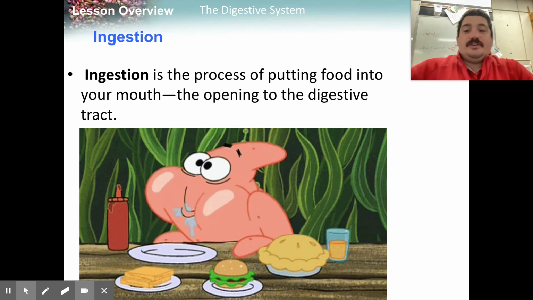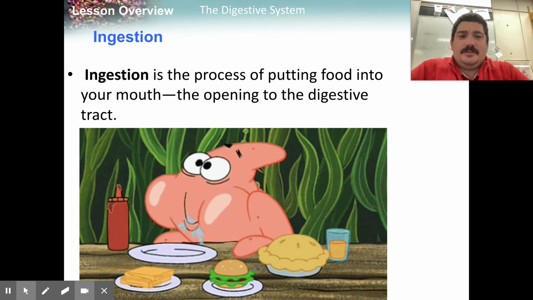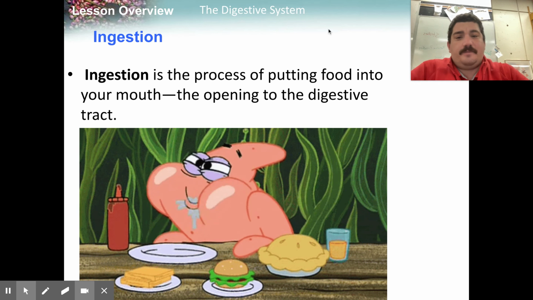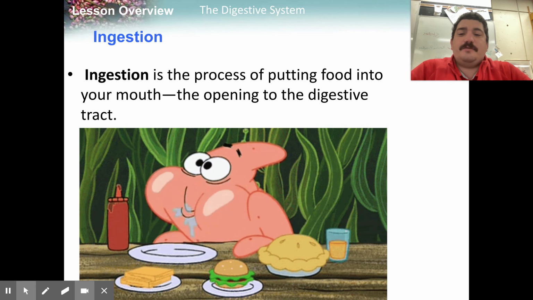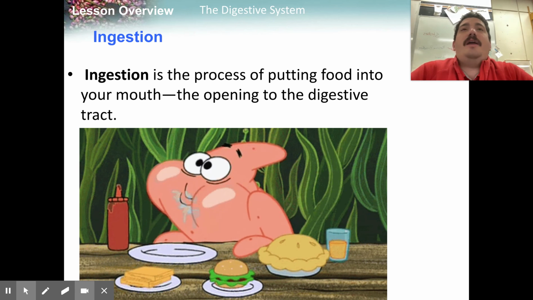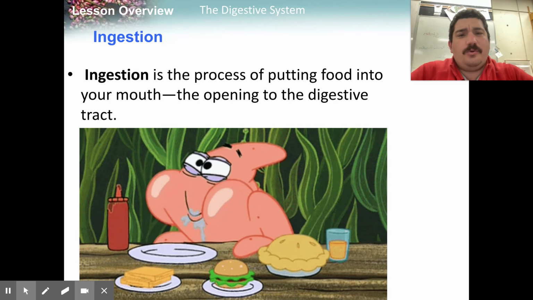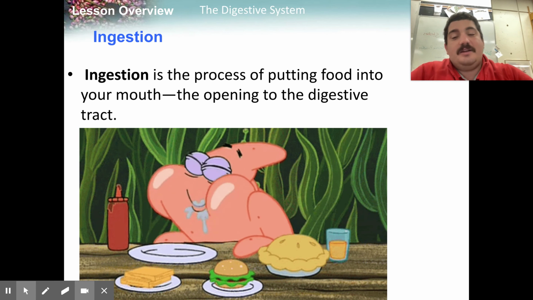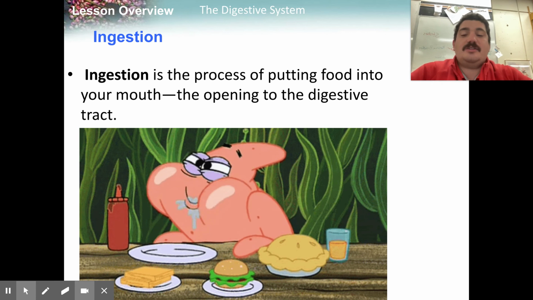And the first part of digestion is called ingestion. And you'll see one of our favorite SpongeBob characters there. All right, but ingestion is the process of putting food into your mouth, the opening of the digestive tract. So getting that food inside. And if we look at the animal kingdom, there are so many different ways for ingestion. It's a really, really cool thing to look at. We could think about ourselves with our mouth, and how we eat and start to chew, which then starts the next step.